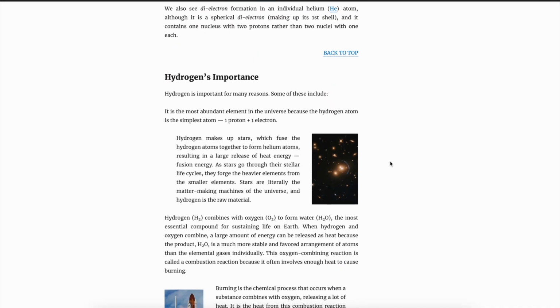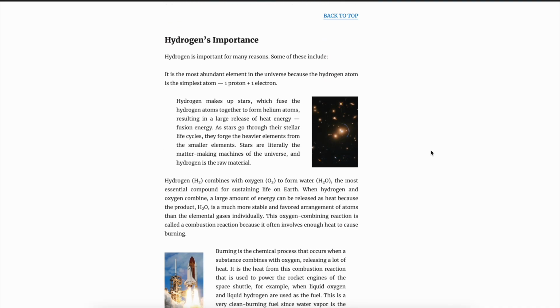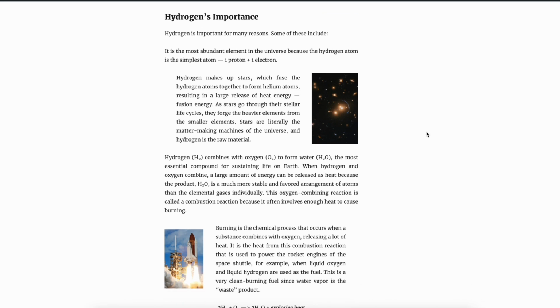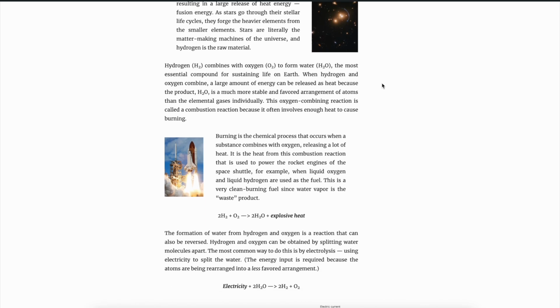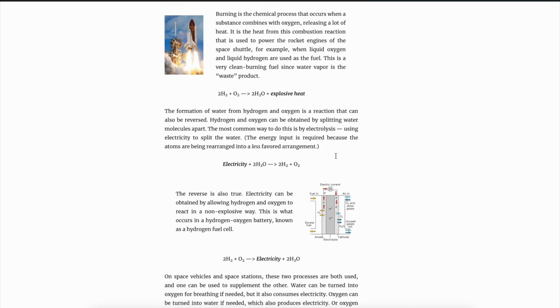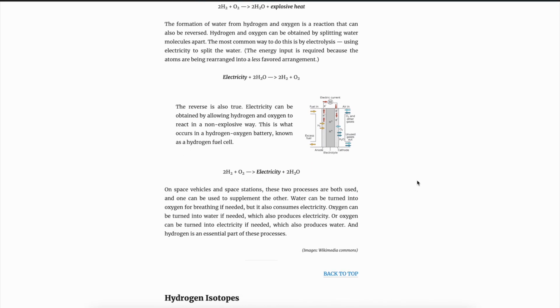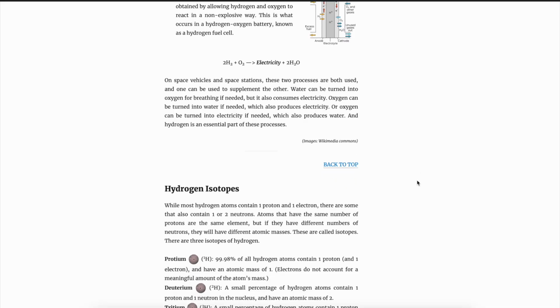At the bottom of this page, there's some detail about the importance of the hydrogen atom, its role in cosmology, its role in space travel, and even its role in electricity and batteries, which is fascinating.